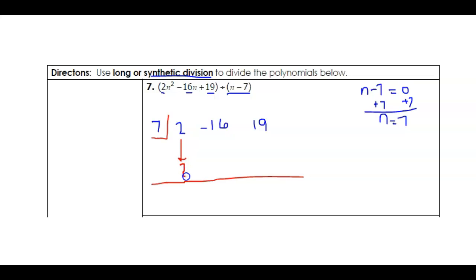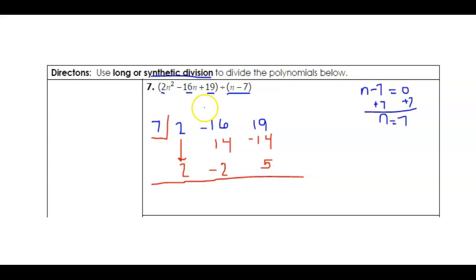Okay, so 2 comes down to the line. I multiply, then add, and I keep repeating. So 2 times 7 is 14. And then I add negative 16 plus 14, that is negative 2. And then I do it again. 2 times 7, that is 14. And then I add, that's negative 14. Sorry, I forgot my negative. So that's negative 14. And then I add again, 19 minus 14, of course, that is 5.